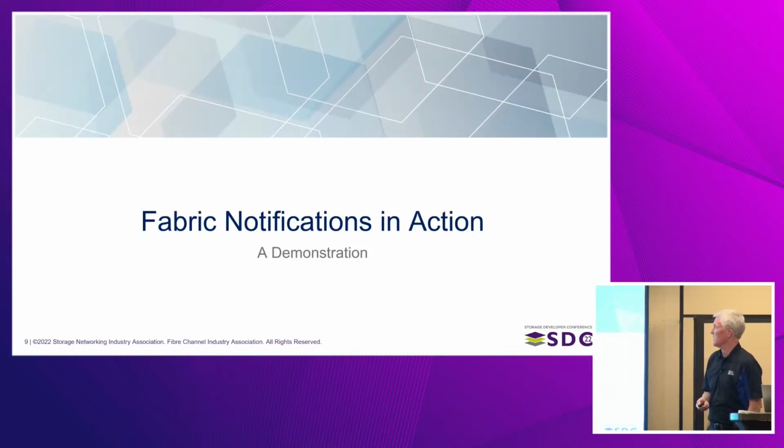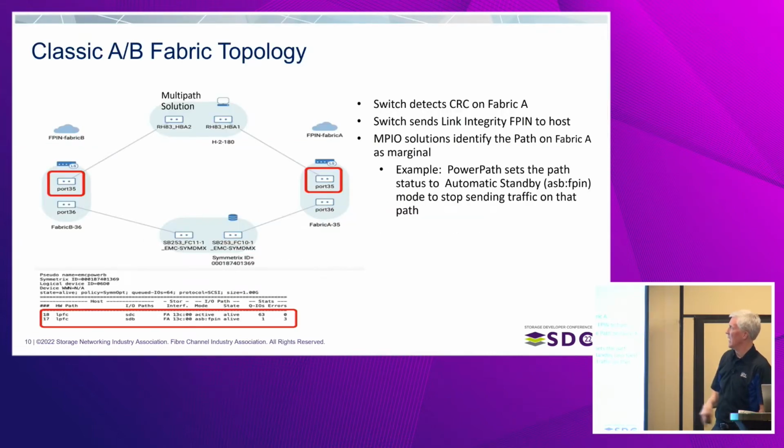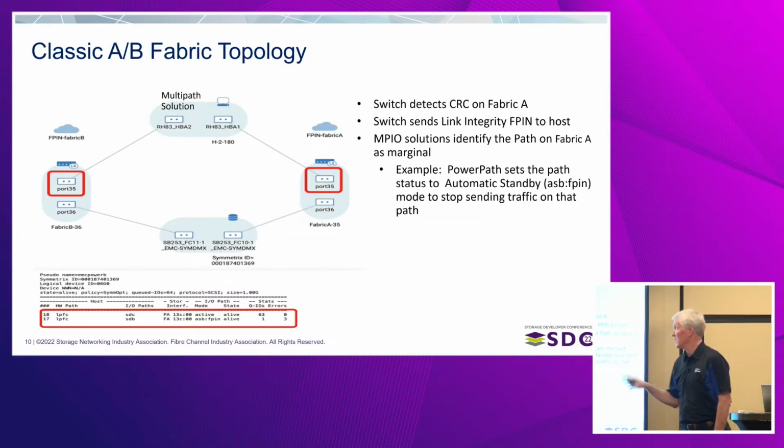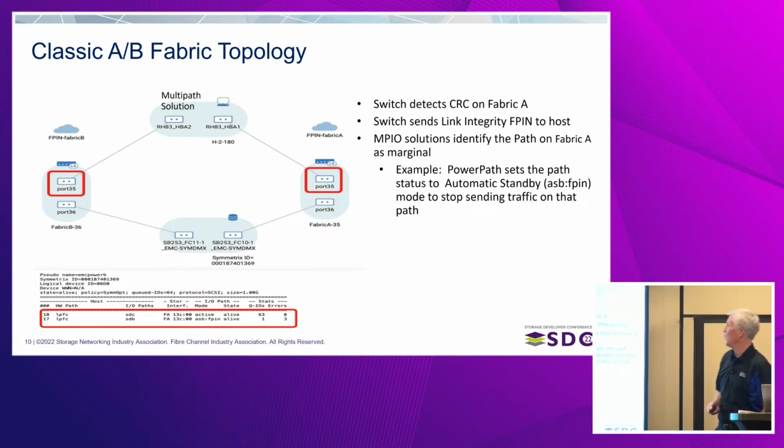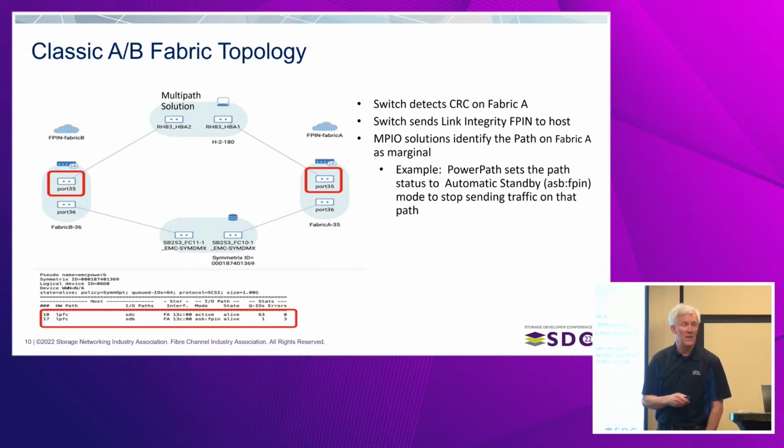So let's go through a quick demo. In this demo, we've got an AB fabric set up. This particular demo is going to show EMC PowerPath taking the actions in this particular case. It's going to be a Linux environment. Like I said, it's AB, and we'll first walk through how the mechanism works without fabric notification, which is traditional, and then how it works with fabric notifications.